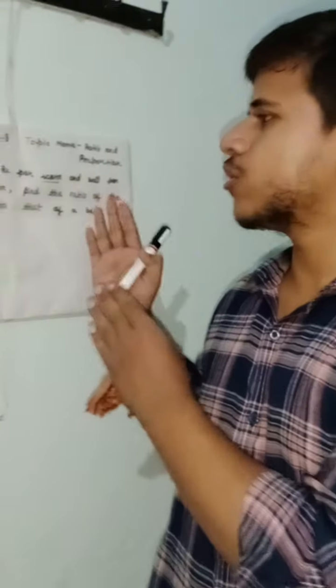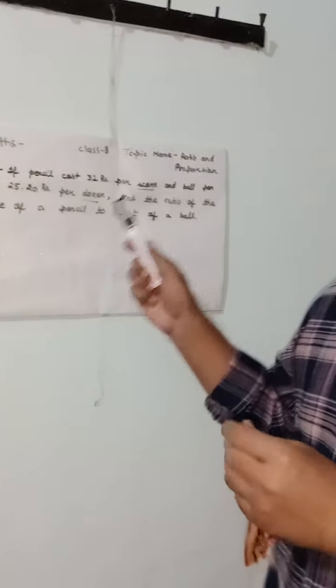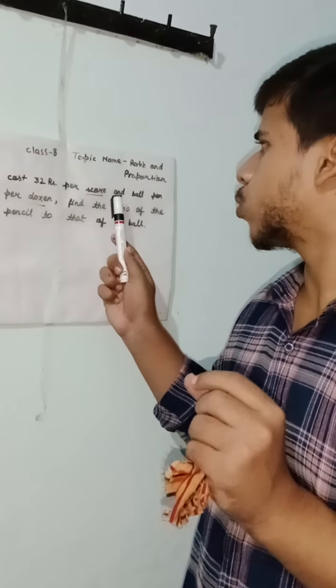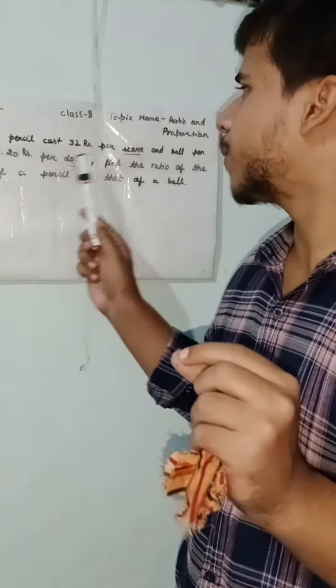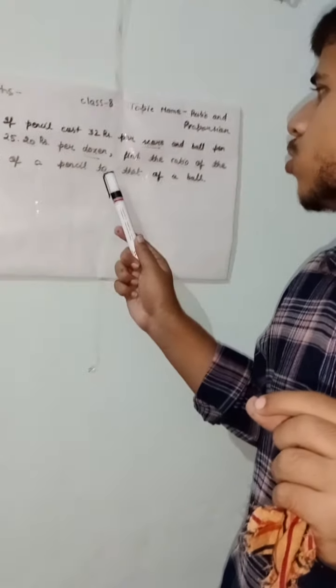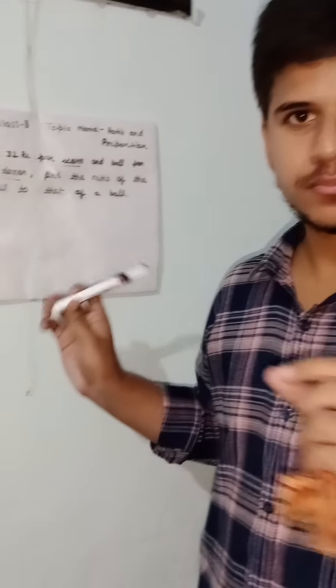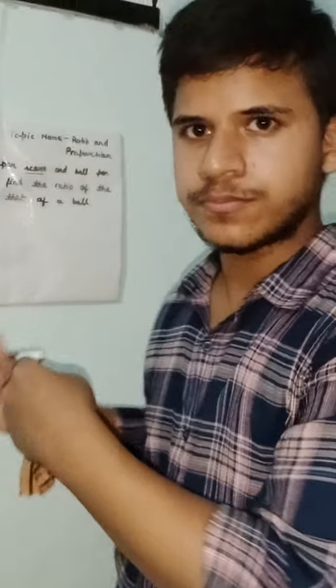There is a topic from maths, ratio and proportion, and I selected a question from the topic ratio and proportion. The question is, if a pencil costs 32 rupees per score and a ball pen costs 25.20 rupees per dozen, find the ratio of the price of a pencil to that of a ball pen. So that is the question, and I solve it for my demo class.